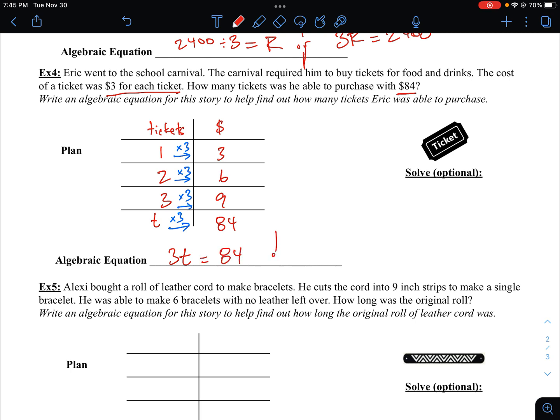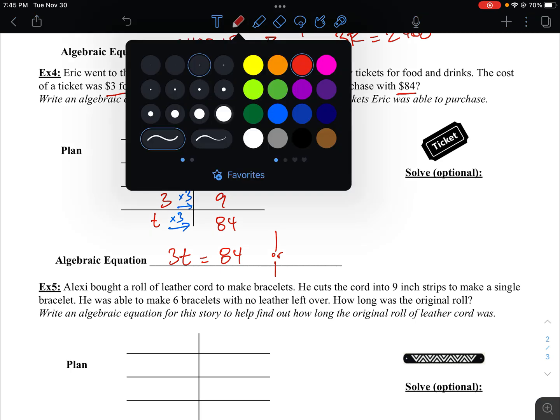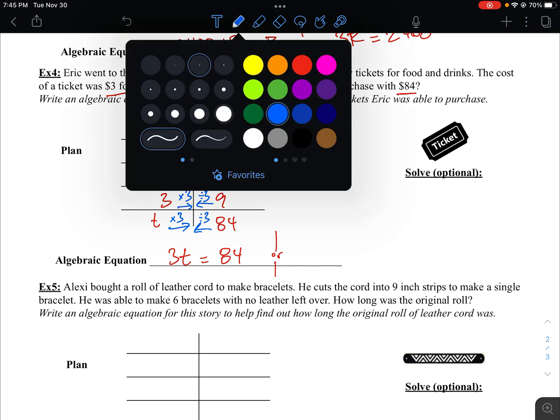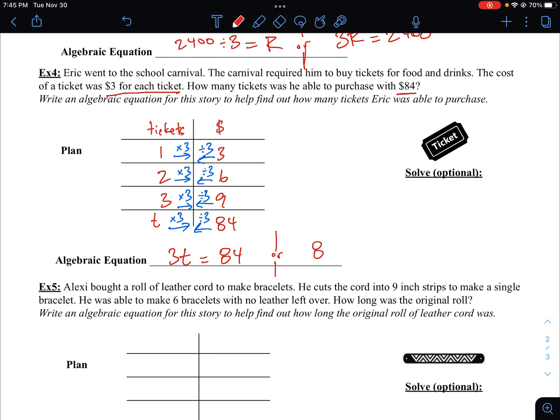Now the other way of writing this is, let's look at it the other way. How do I get from 3 to 1? Divide by 3. Remember, it's the opposite of the other thing. Instead of multiplying by 3, you are dividing by 3. So how do I get from 84 to t? You divide by 3. So over here, 84 divided by 3 is going to get you t.